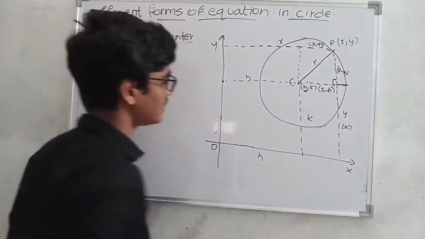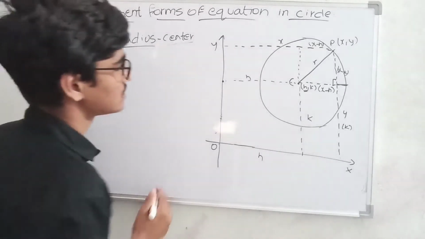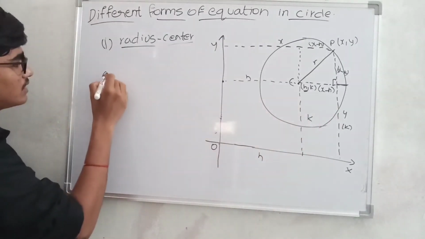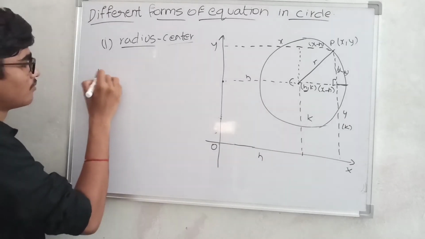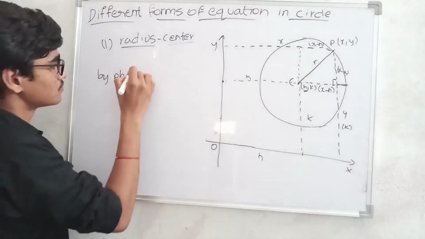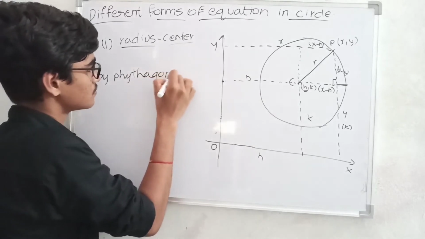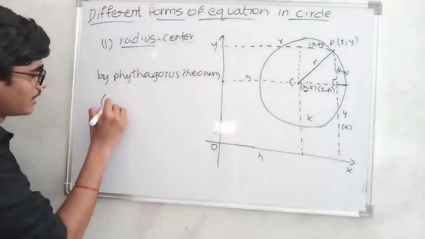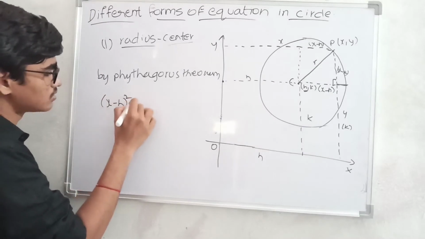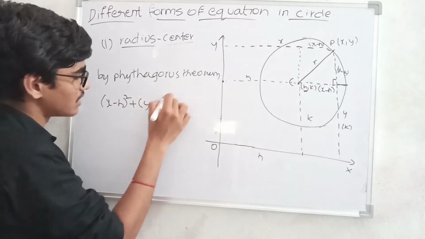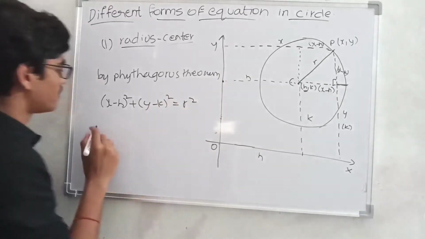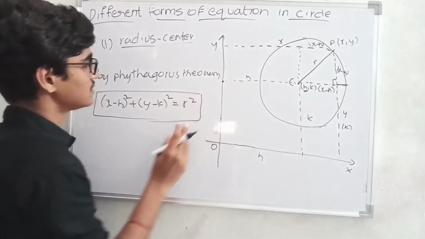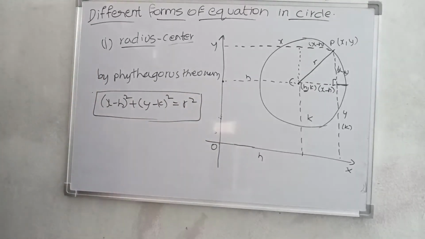As it is a right angle triangle, by Pythagoras theorem we can write it as x minus h whole square plus y minus k whole square is equal to r square. This is the radius center form of the circle.